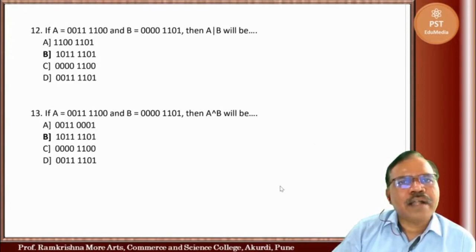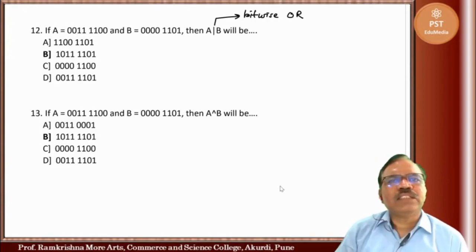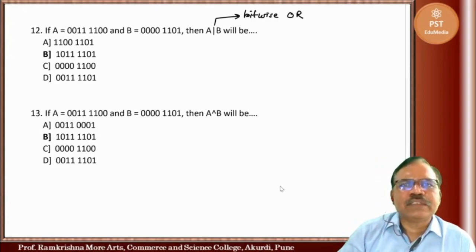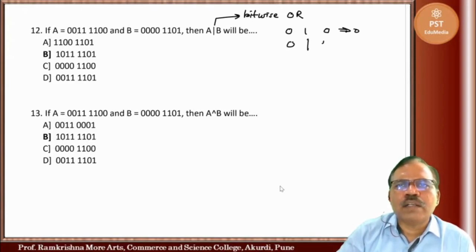Here this is bitwise OR. Now bitwise OR means it also acts on bits. We know 0 or 0 gives you 0. This is the OR gate. 0 or 1 gives you 1. 1 or 0 gives you 1. And 1 or 1 gives you 1.